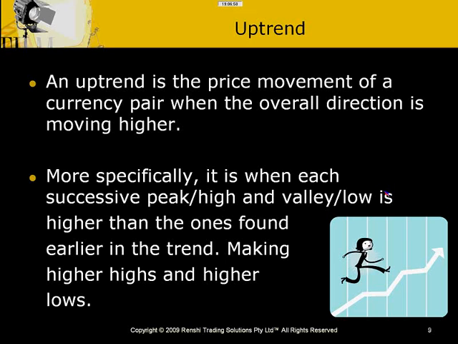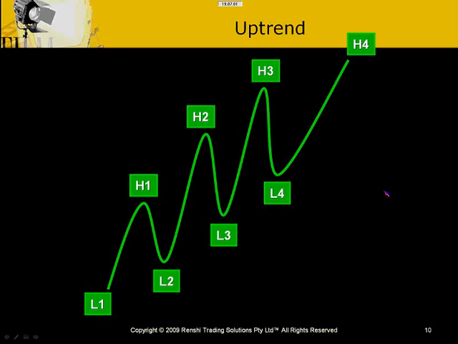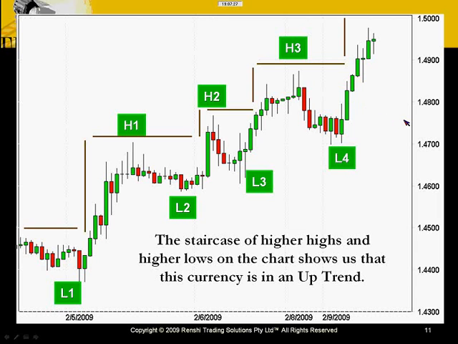Now, an uptrend is the price movement of a currency pair when the overall direction is moving higher. More specifically, it's when each successive peak high and valley low is higher than the earlier trend, making higher highs and higher lows. Just simply explaining the chart, but here's your lows and here's your higher highs. So if you've got higher lows, higher highs, you know that you're easily in a trend going up. L1, L2, L3, and L4 as the lows, H3 as we go through.